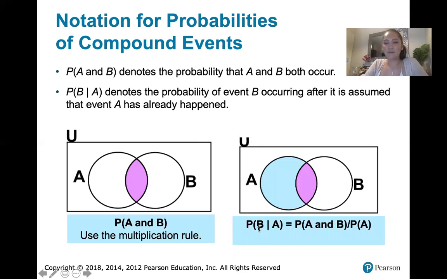And this probability of B given A can be thought of this way. We're going to think of all of the ways that A can occur. And then we're going to say, given that A has occurred, what is the probability that B occurs? So we're looking at the number of ways that B occurs when A occurs, and we're dividing by the total number of ways that A occurs. And that's going to give us the probability of B happening given that A has already happened.